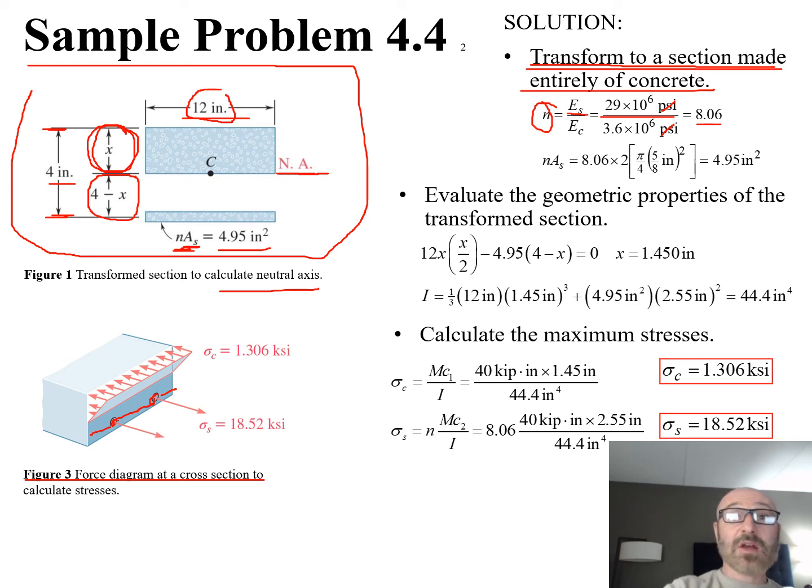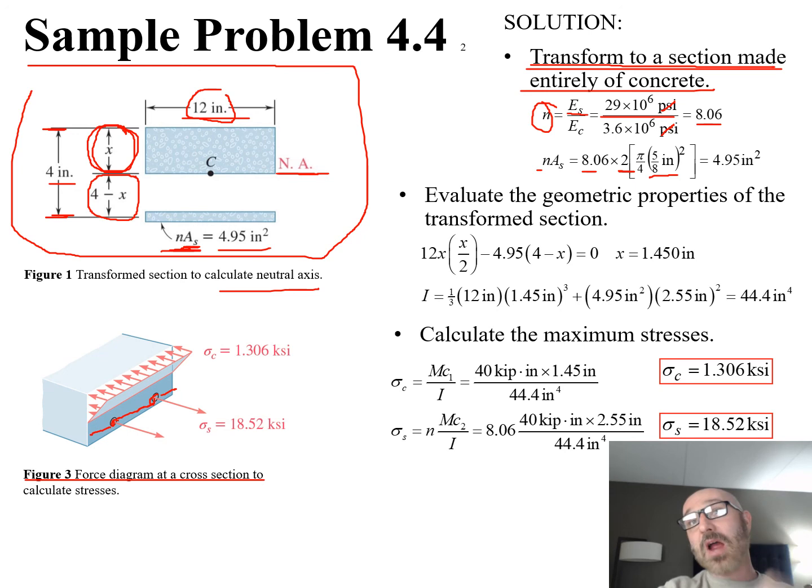So then down here, to get this value, our N times our area is going to be our N value that we just solved for, the 8.06, times our area of the steel. Now there are 2 of them, so that's our 2 there, because there are 2 steel rods. Our diameter is equal to 5/8, so it's going to be 1/4 pi d squared for that area.